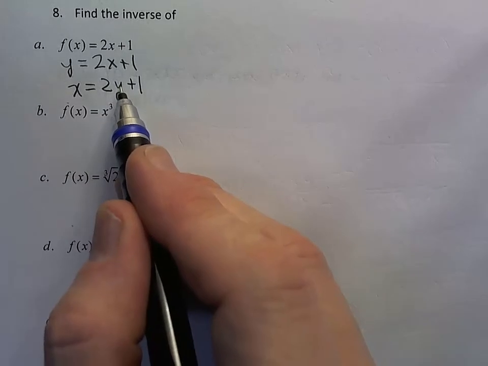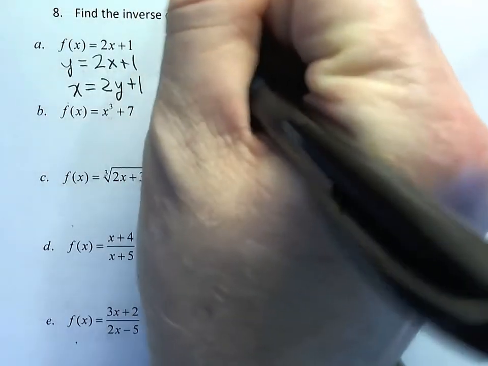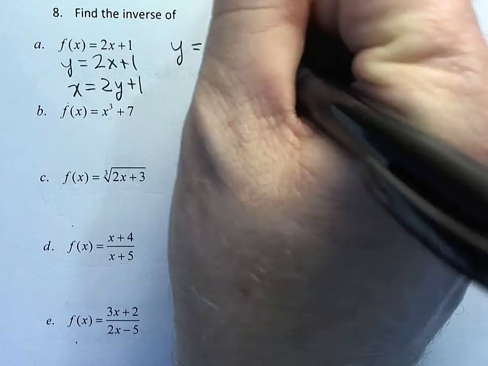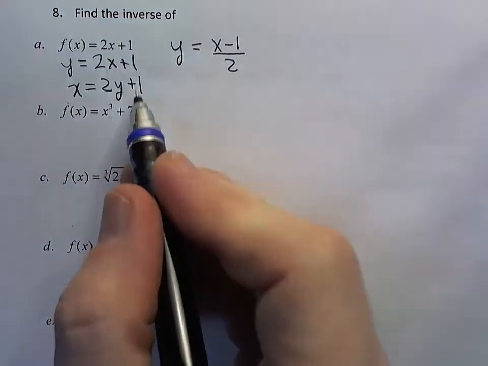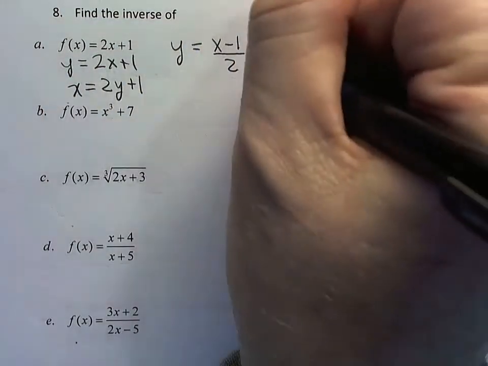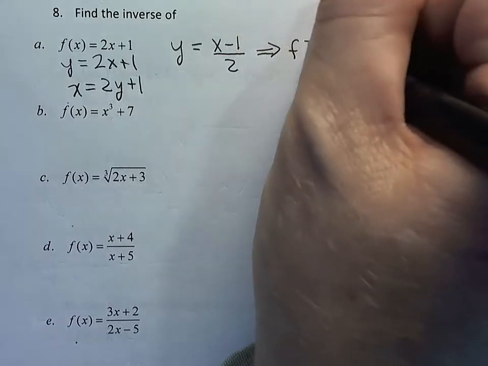Now in this case right here, you've got y equals x minus 1 over 2. See? Subtract 1 and divide by 2, and then you can change notation back.